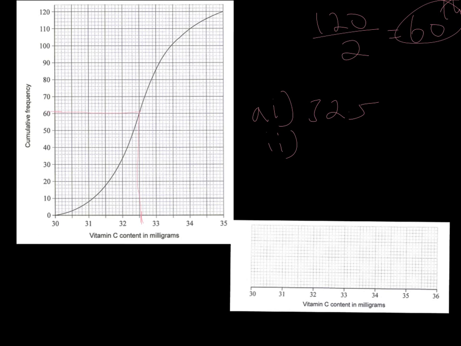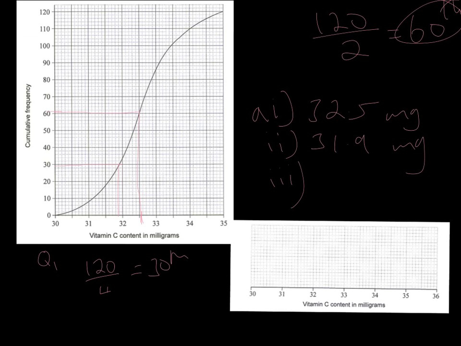For part 2, it says find the lower quartile. Now the lower quartile is the same as Q1, and to do that we are going to take the total number of oranges in the sample, which is 120, and we're going to divide that by 4. So here we're looking for the 30th result, and exactly the same way we're going to draw across from 30 on the cumulative frequency and draw down to here, and this gives you an answer of 31.9. These should be both milligrams.